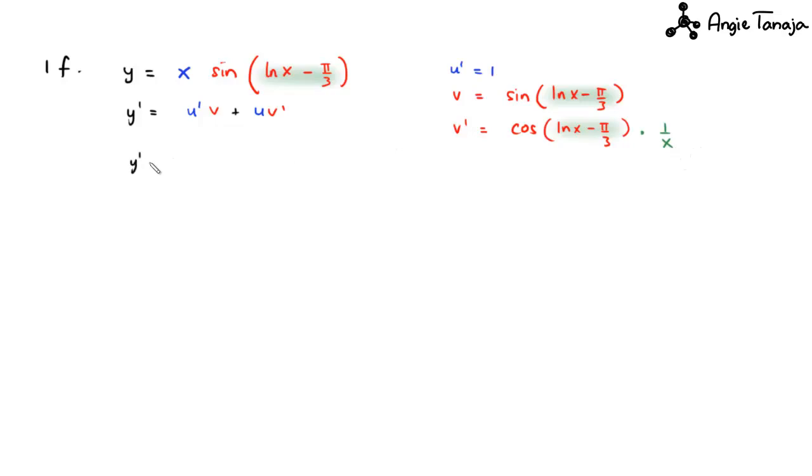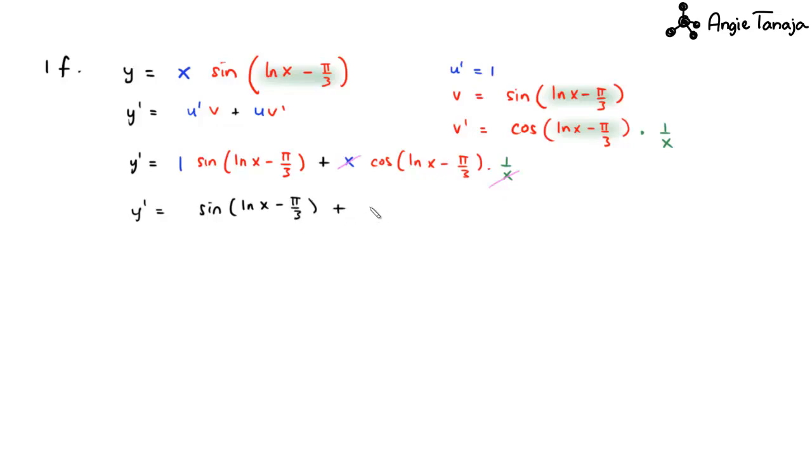So we plug in here, u prime is just 1 times v, sine ln x minus pi over 3, plus u is just x, and v prime is this one, cos ln x minus pi over 3 times 1 over x. So then we can just cancel the x. So then the y prime becomes sine ln x minus pi over 3 plus cos ln x minus pi over 3.